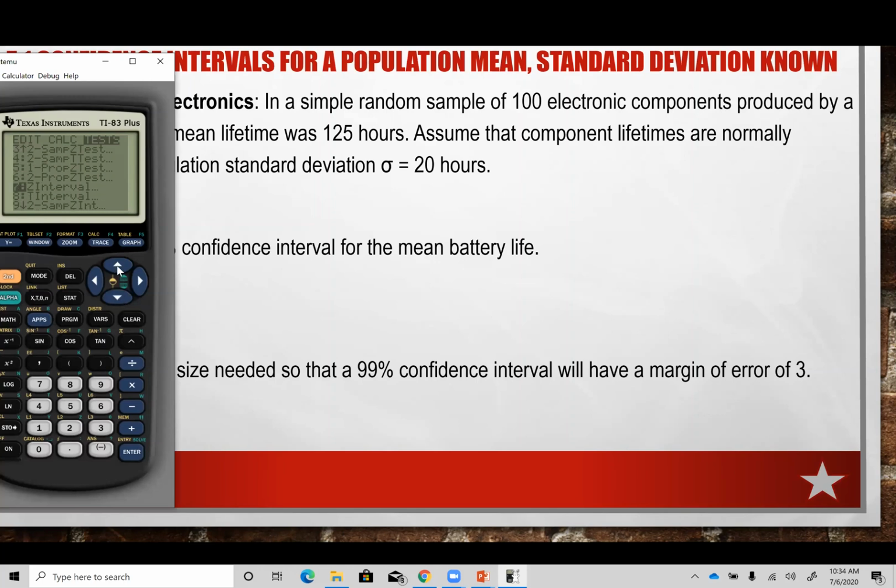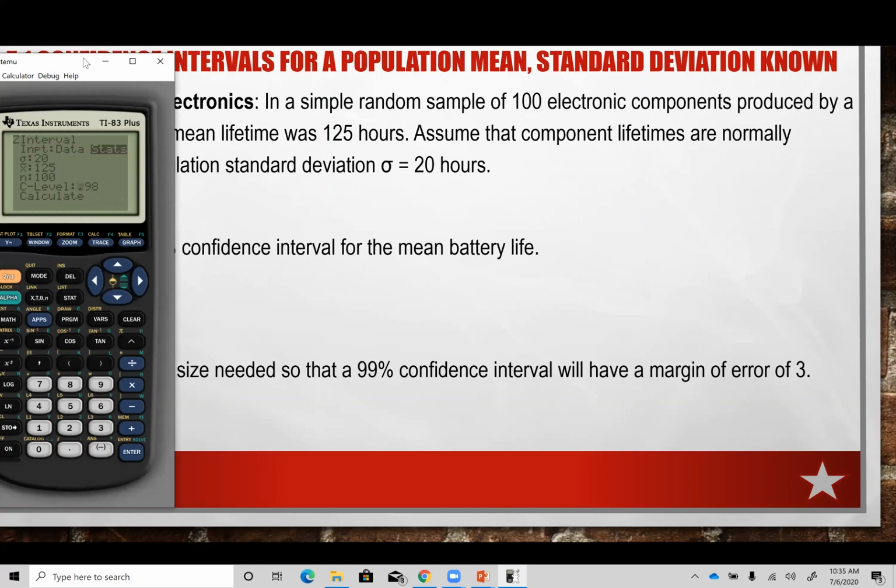The Z confidence interval, or the Z interval. What is my sigma? My sigma now is 20. And what is my X bar? My X bar is 125. What is my N? My N is still 100. And what is the confidence level they want? The confidence level they want is the same, 98.